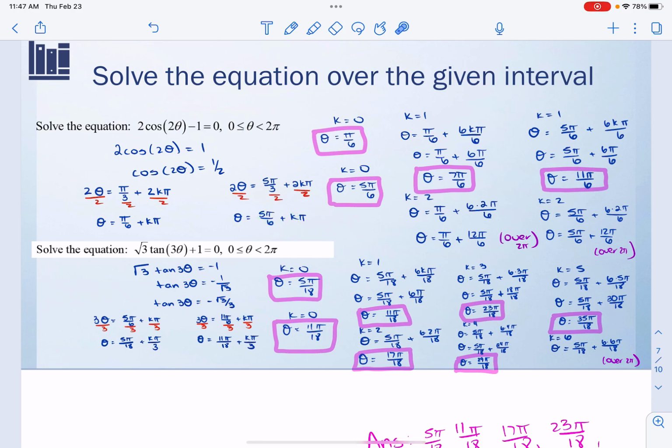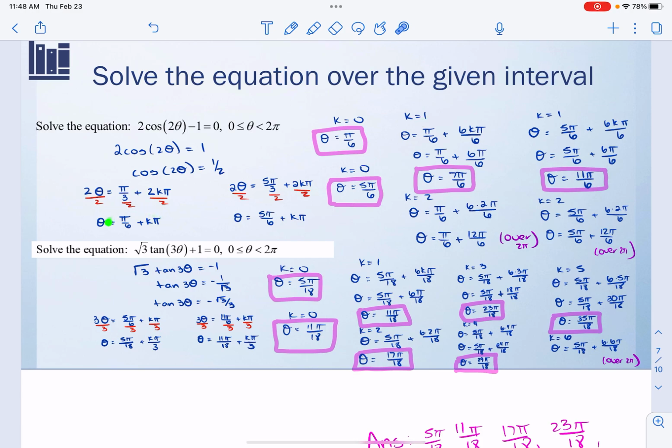But because we only want the angles from 0 to 2 pi, what we're going to do is let k equal 0 and substitute, and we get pi over 6. Then we're going to put k to be 0 for the other equation. That's also going to give me 5 pi over 6. So those are going to be our first 2 solutions, because both of these fall between 0 and 2 pi. Then I'm going to move on to when k is equal to 1.